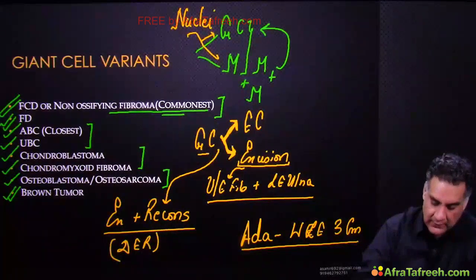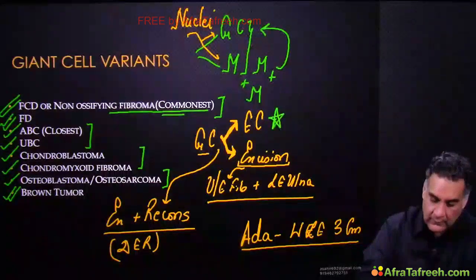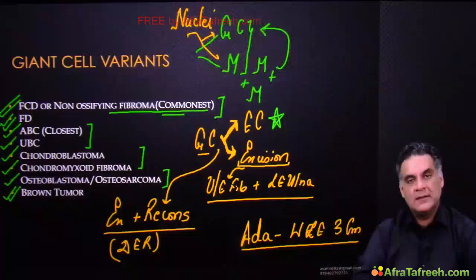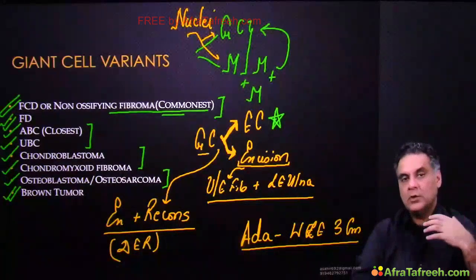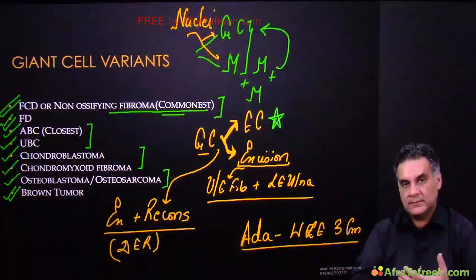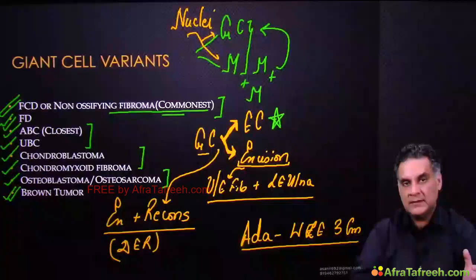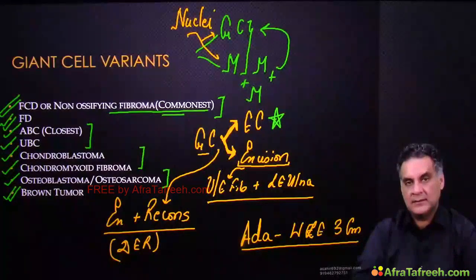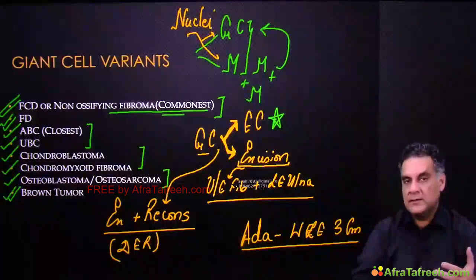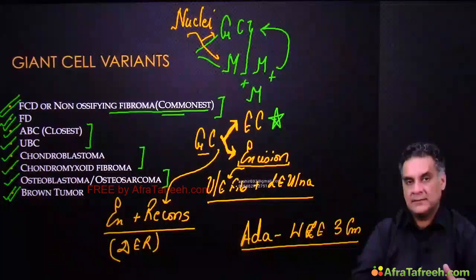But the number one treatment of giant cell tumor is extended curettage. So there are 2 locally aggressive tumors. One is giant cell, second is adamantinoma. These tumors are grouped in between benign and malignant.